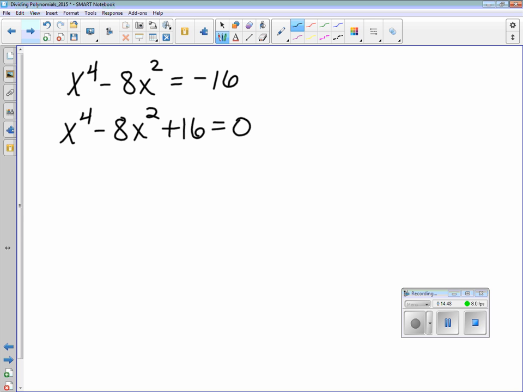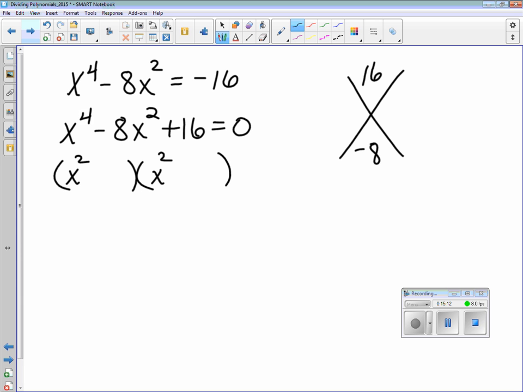Okay? What do you want to do to solve it? Is it factorable? It actually is. If you remember, when we have x to the 4th and then an x squared, it's factorable by just putting x squared here. The two numbers have to multiply to be 16, and they have to add to be negative 8. What are they? Negative 4 and negative 4.